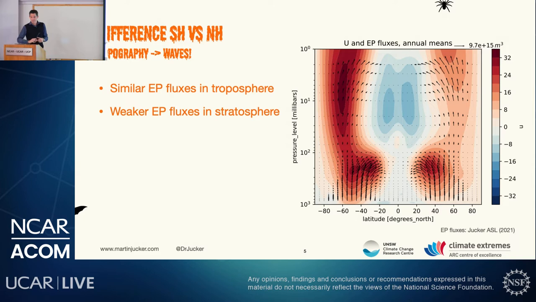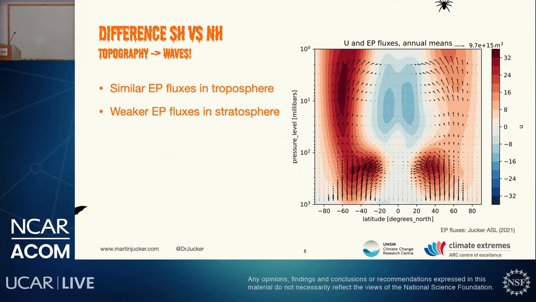So having this topography that's different, how does it matter for the stratosphere and strat-drop coupling? This is just a simple annual mean out of ERA5 of the winds, zonal means on the winds. And the arrows are our Eliassen-Palm fluxes, so resolved Rossby waves that go up into the stratosphere. And what I would like to point out is that in the troposphere, they look about the same.